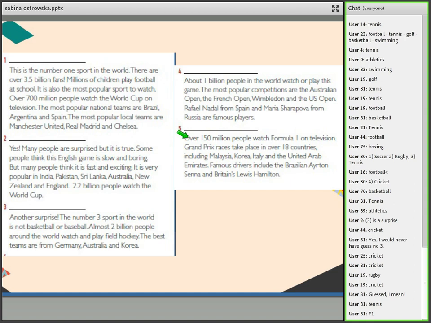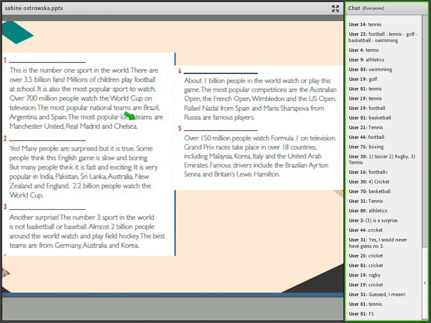Another thing here in this text, this is for A1 level, you see we have words like teams. National teams are Brazil, Argentina, and Spain. Popular teams are Manchester United, Real Madrid, and Chelsea. So even a person like me, who I think has watched a football match twice in my life, I know what these things are: Manchester United, Real Madrid, and Chelsea. So I can figure out that the word teams means football teams.